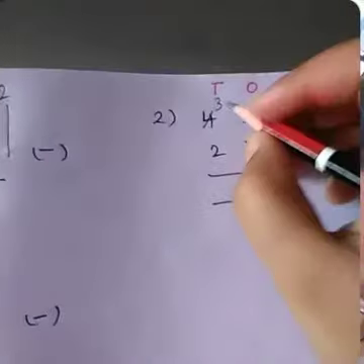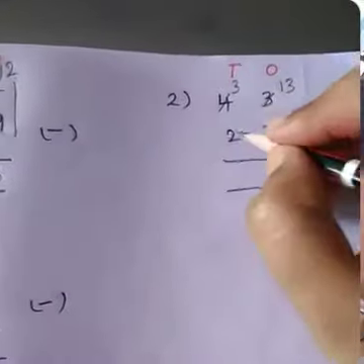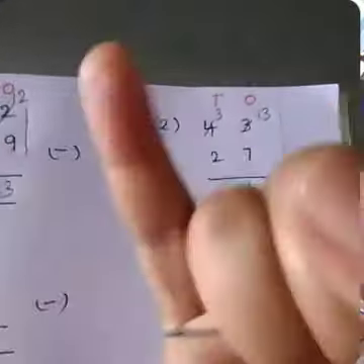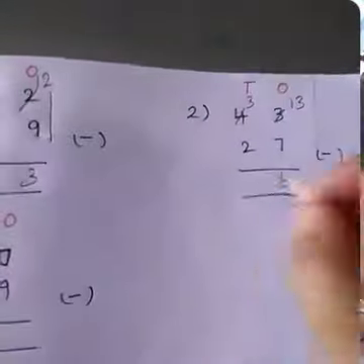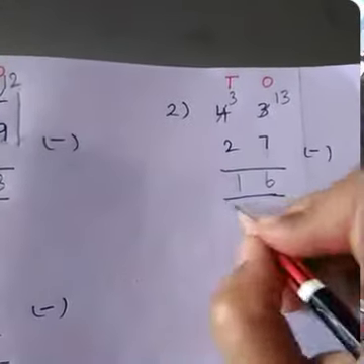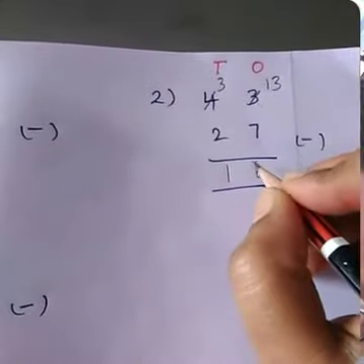Then 3 minus 2. Keep 2 in your mind. 2, after that 3. How many fingers? 1 finger. So the answer is 16. The remaining is 16. The remaining is called the answer.